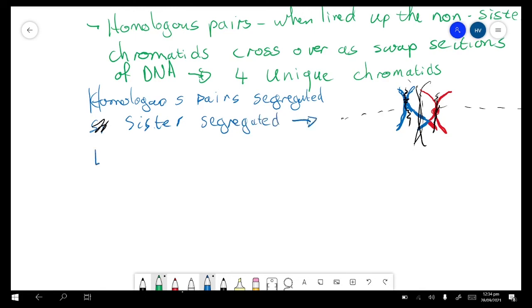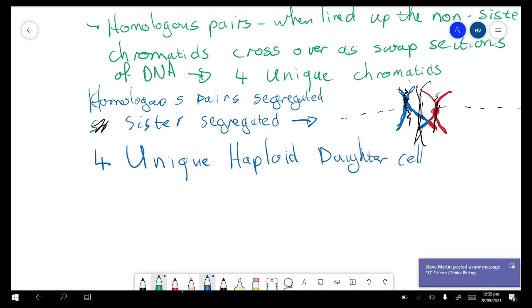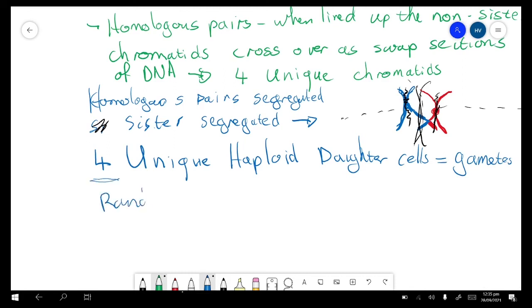And that leads to 4 unique haploid, which means half, daughter cells, which equals gametes. Now, whichever one is fertilized is completely random. So random fertilization says that a random sperm and a random egg, so the fertilization is random between the male and the female gamete, because we cannot predict which one is going to fertilize.